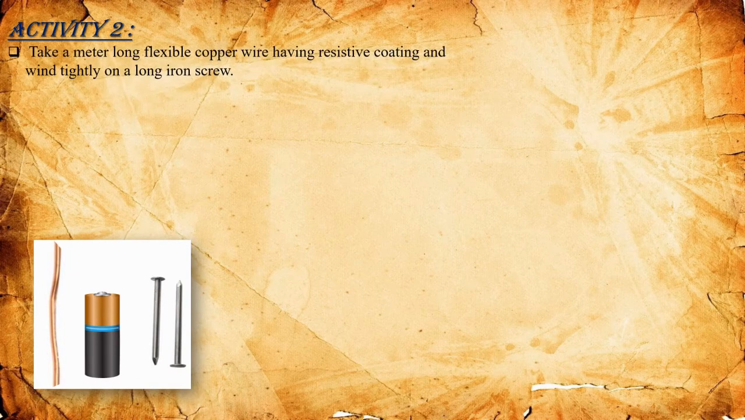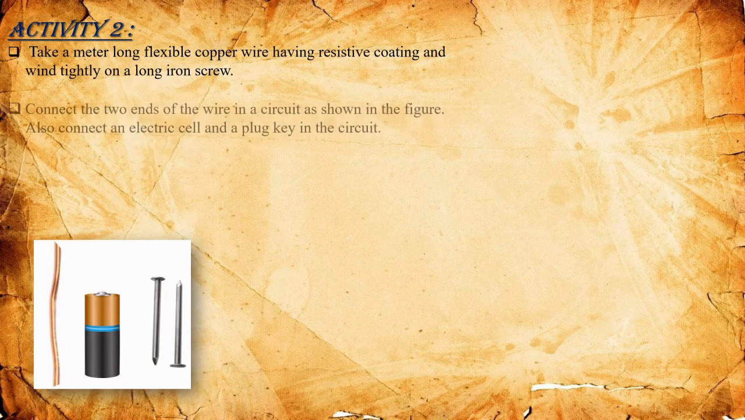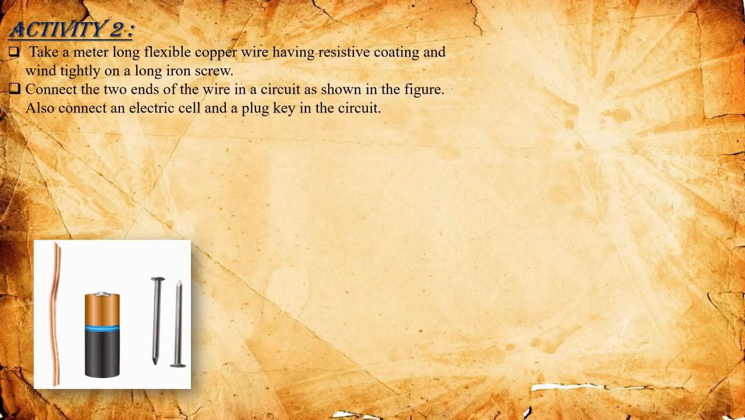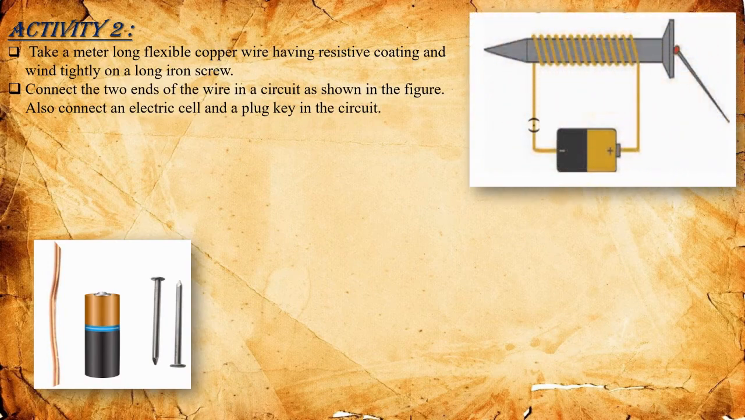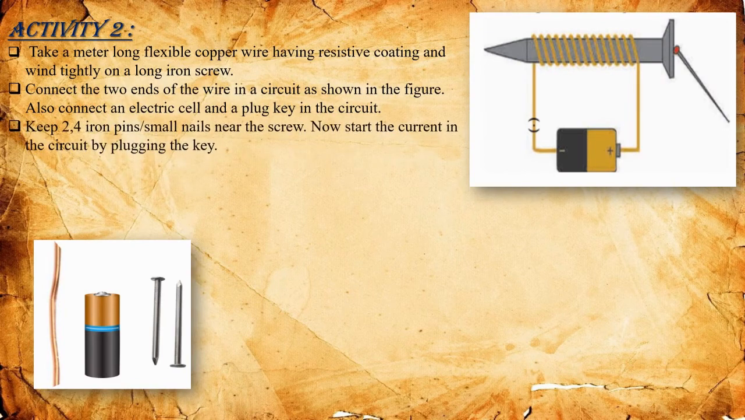Now let us understand this activity. The required materials are a copper wire, battery and iron screw. Take a meter long flexible copper wire having resistive coating and wind it tightly on a long iron screw. Connect the two ends of the wire in a circuit as shown in the figure. Also connect an electric cell and a plug key in the circuit. Keep two forked iron pins or small nails near the screw.